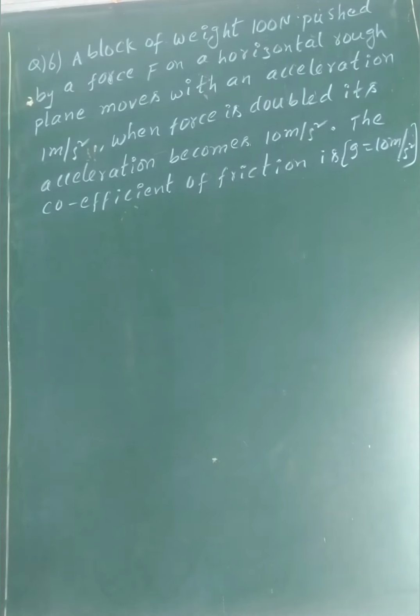A block of 800 Newton pushed by a force F on a horizontal rough plane moves with an acceleration 1 meter per second square. When the force is doubled, its acceleration becomes 10 meter per second square. The coefficient of friction is?